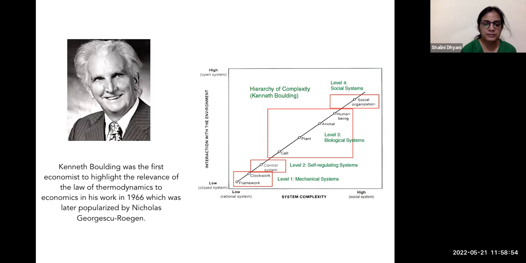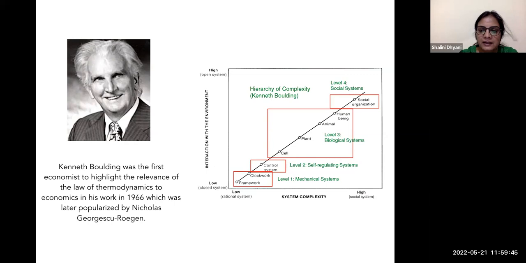Now, if you see this interaction of the environment and you see the complexity of our system, your control system starts from mechanical systems to self-regulating systems, and then you have biological systems and then social systems. So your mechanical and self-regulating systems are basically your biogeochemical cycles and your geosphere. And as you start moving from cell, plant, animal, and human being, these are the biological systems, and this is the hierarchy of complexity that was given by Boulding. And this was the energy transfer that takes place and regulates the entire biogeochemical and geosphere, biosphere, and atmosphere cycle.